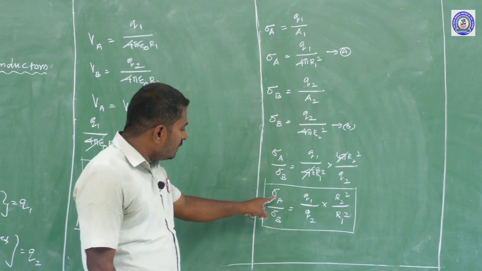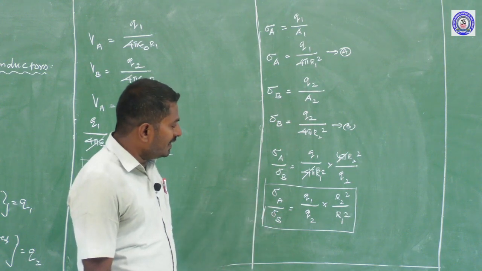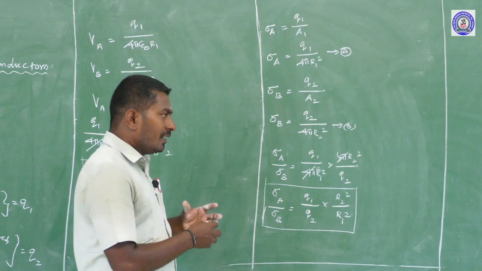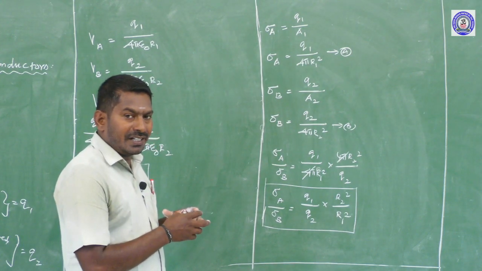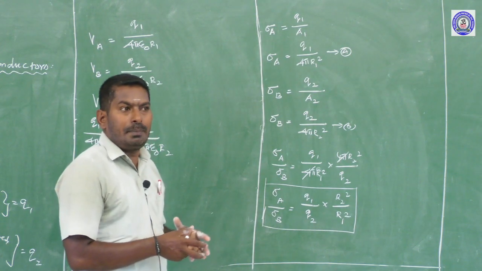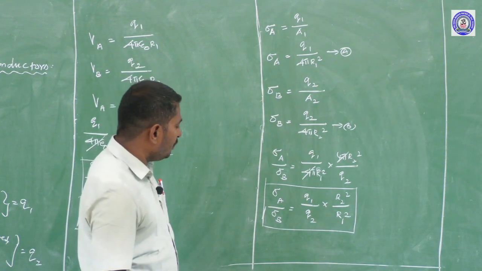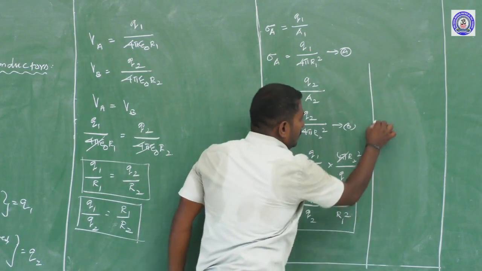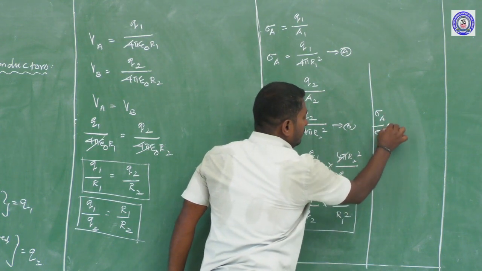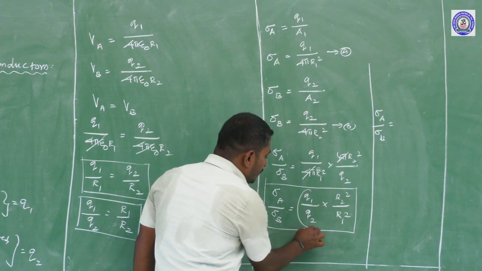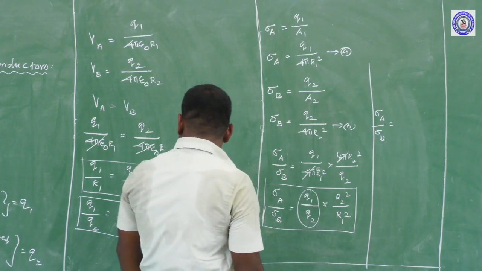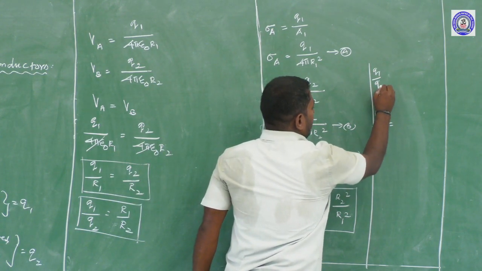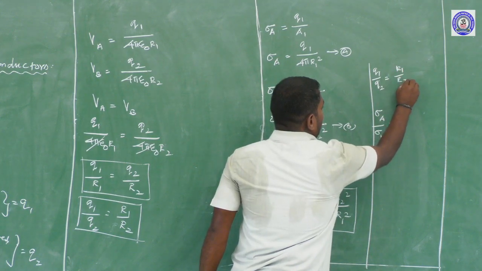See, for the surface charge densities of sphere A and metallic sphere B, both spheres attain static equilibrium and also have the same potential, because both spheres are connected by a thin piece of conducting wire. The ratio of surface charge density is sigma A divided by sigma B, which is equal to the ratio of charges Q1 divided by Q2, which is equal to R1 divided by R2.